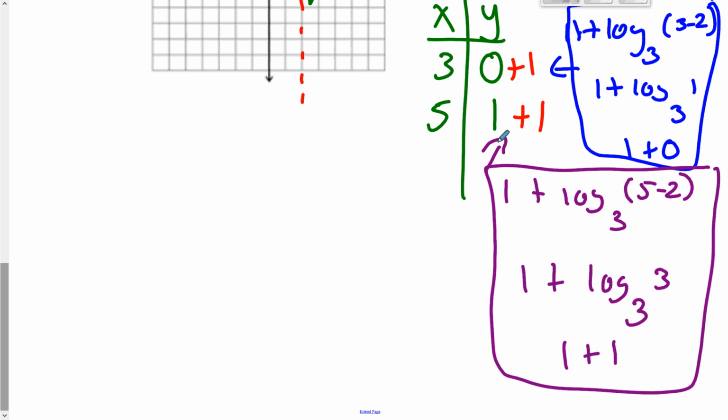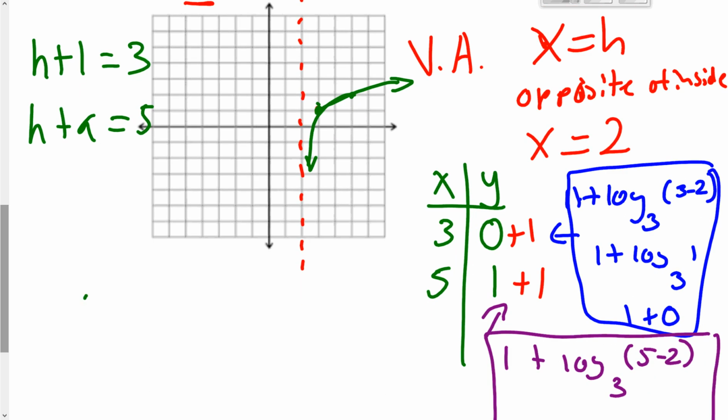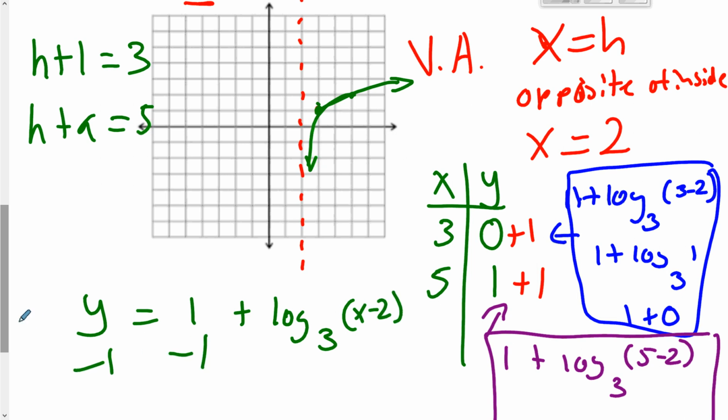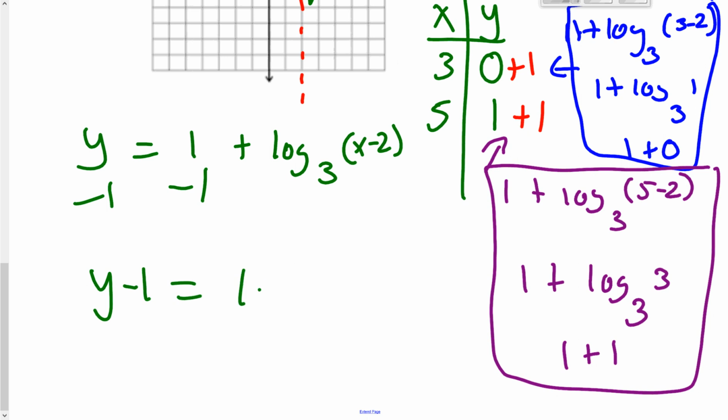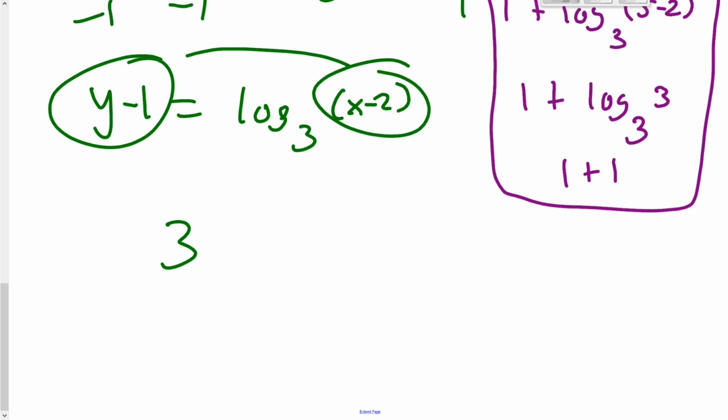Okay, another way to do it would be to switch this to an exponential. And in order to do that, first you need to get this log by itself. So if I subtract 1 on both sides, y minus 1 equals log base 3 of x minus 2. Then I can go ahead and switch it to exponential, base 3. Now these switch places. So I get 3 raised to y minus 1 equals x minus 2. Now we can solve for x here. So we get 3 raised to y minus 1, and then plus 2.